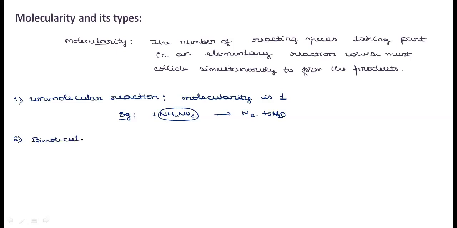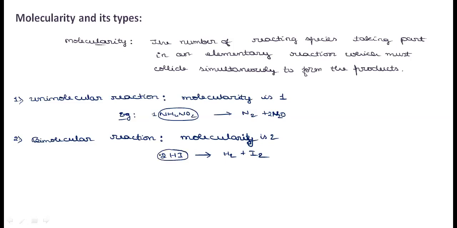Then the second type is bimolecular reactions. As the name indicates, bi for 2. A reaction whose molecularity is 2 is said to be a bimolecular reaction. For example, if we take the decomposition of hydrogen iodide into hydrogen and iodine, here the total number of moles of reacting species which must be colliding simultaneously to form the product is 2, hence the molecularity is 2.